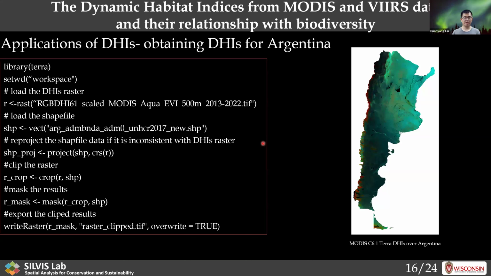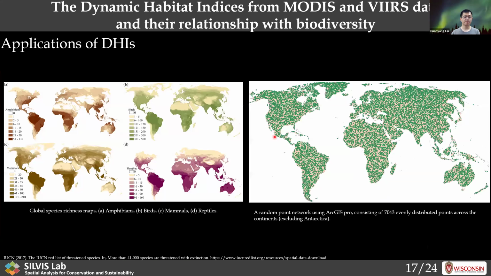And now I will give some examples of how I have used the DHI in biodiversity study. Here I test the performance of the DHI in predicting biodiversity patterns. I collected the global species richness maps of 4 taxa, which are amphibians, birds, mammals, and reptiles. You can find those species richness maps on the IUCN website. After that, I collected the species richness and the corresponding DHI values over about 7,000 random points at a global scale.